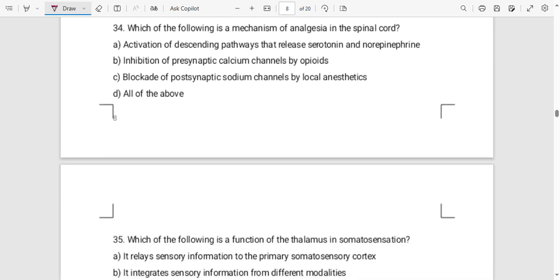Which of the following is a mechanism of analgesia in the spinal cord? How do we stop pain in the spinal cord? Activation of descending pathways that release serotonin and norepinephrine, inhibition of presynaptic calcium channels by opioids, blockade of postsynaptic sodium channels by local anesthetics. All of the above.